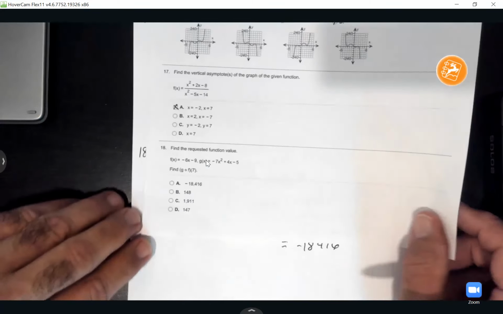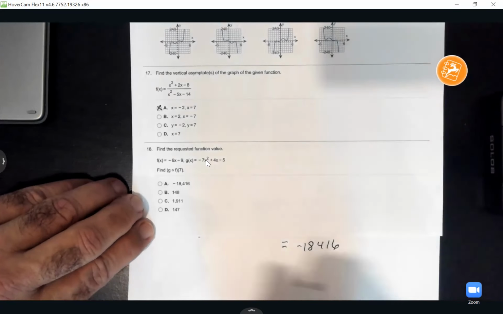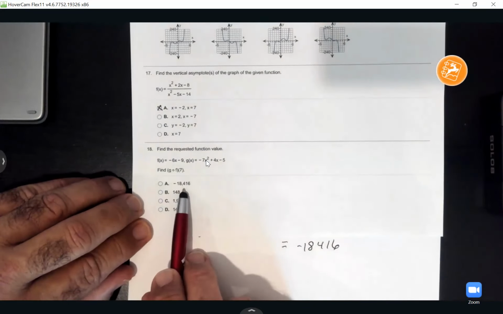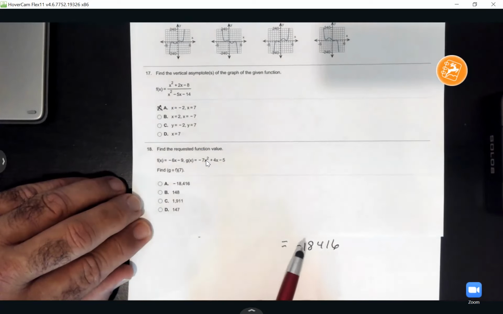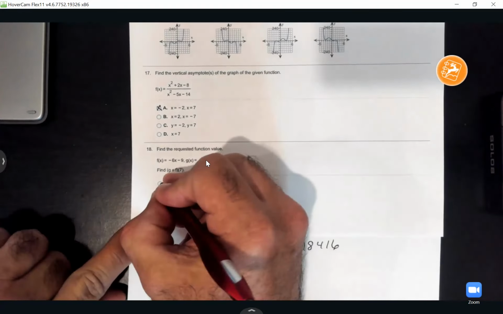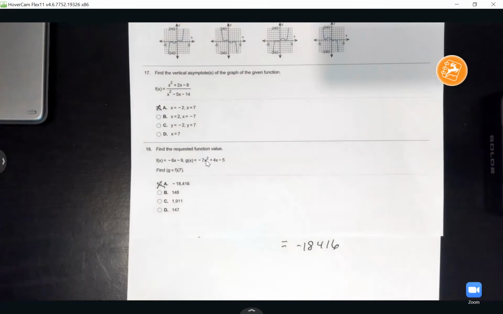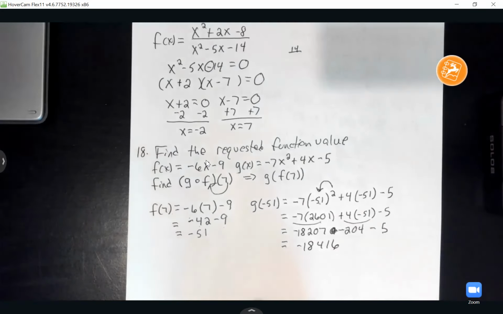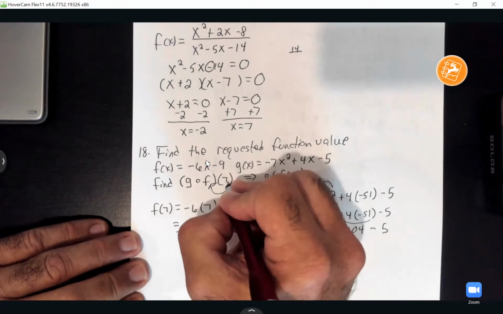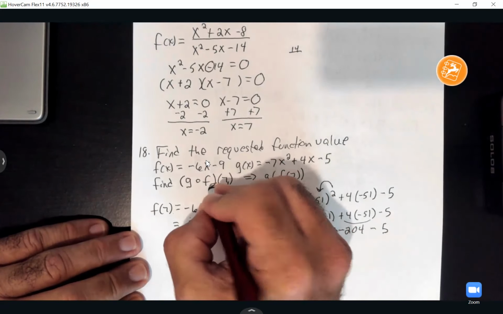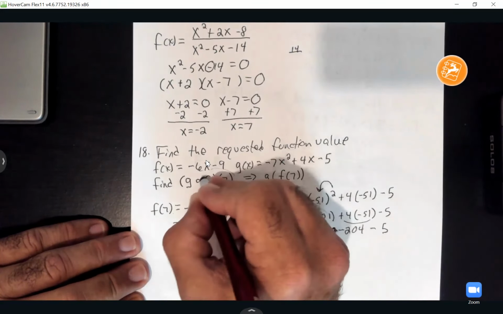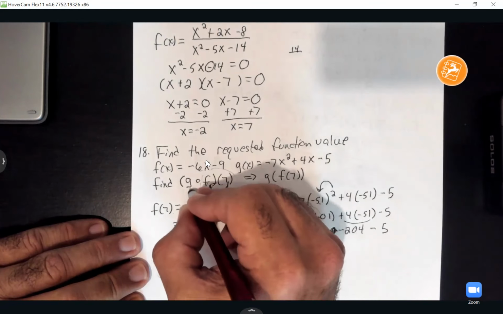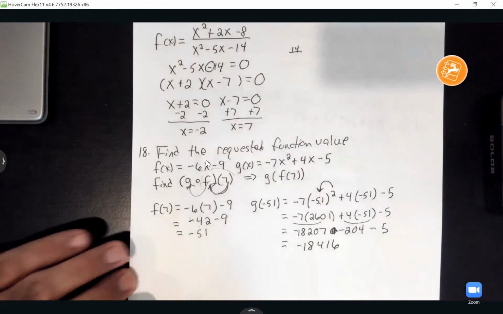So y'all guess what? Answer A, negative 18,416. So click A and be done. But y'all, the moral of the story is you're going to put your number into the first function, get that answer. Once you get that answer, put it into the G equation, okay?